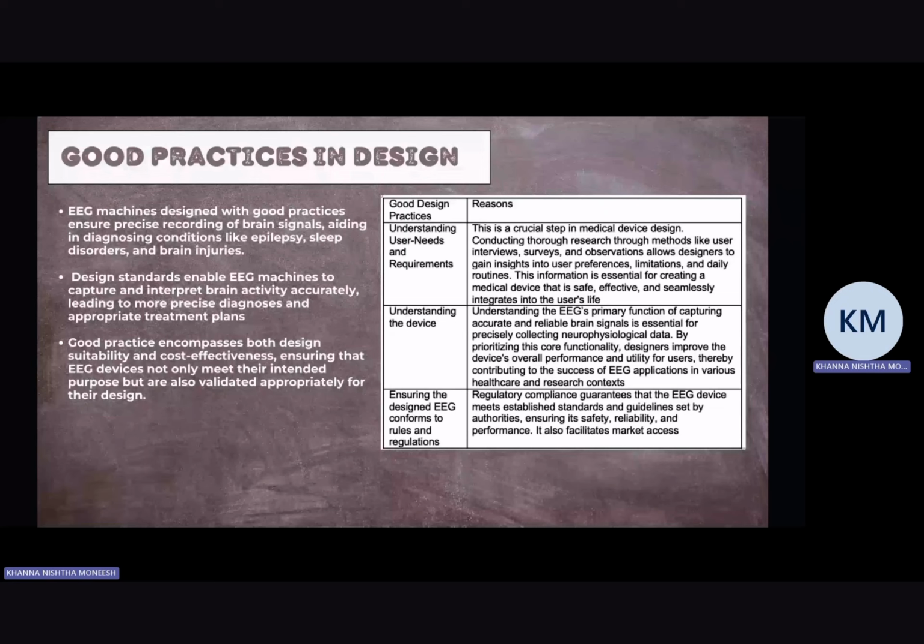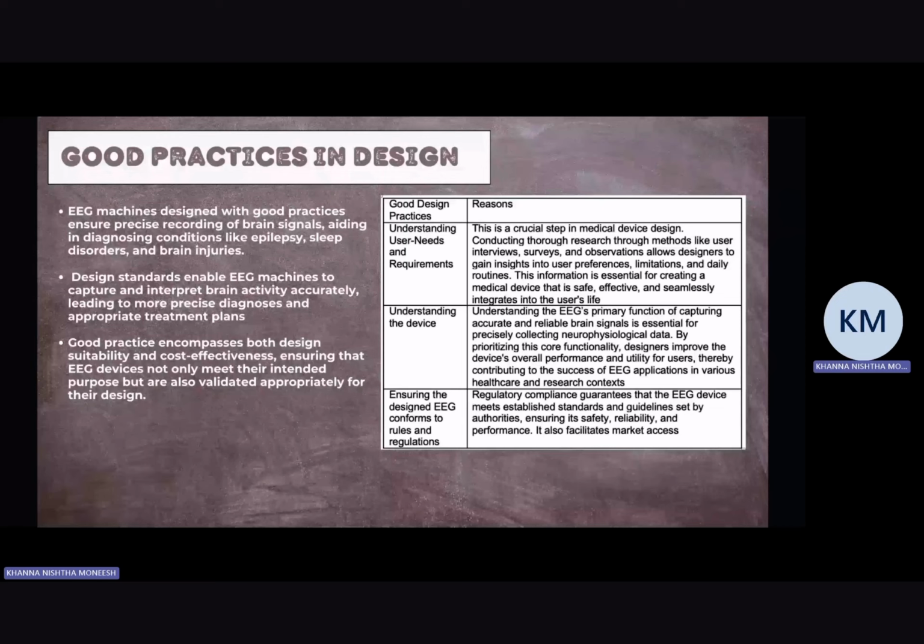Secondly, understanding the device. Understanding the EEG's primary function of capturing accurate and reliable brain signals is essential for precisely collecting data. By prioritizing this core functionality, designers can improve their device's overall performance and utility for users.